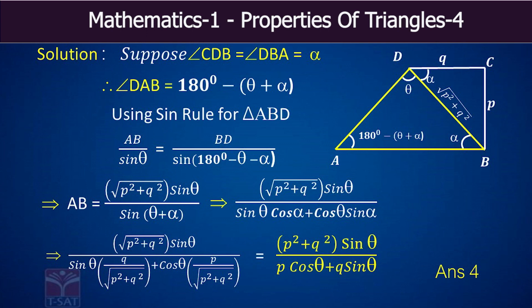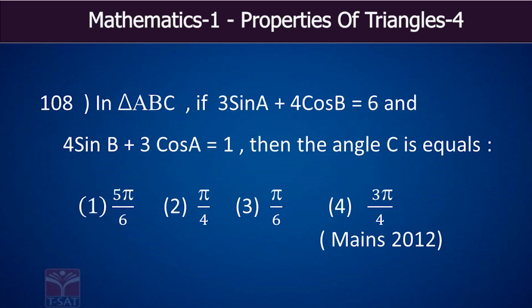So (P square plus Q square) sin theta by sin theta into Q by square root of P square plus Q square, and cos theta into P by square root of P square plus Q square, because opposite side by hypotenuse. So if you simplify it, you will get the answer is number 4. Of course, this problem is given in Mains 2013.